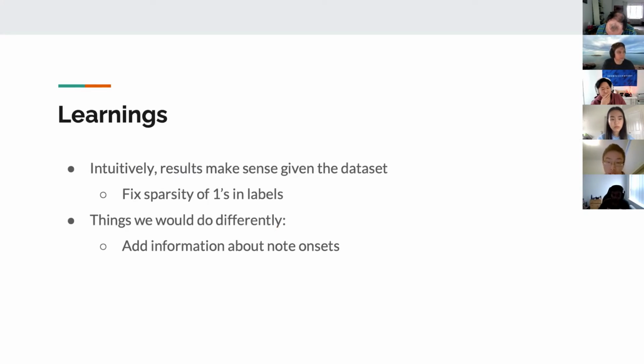Intuitively, yes, our results make sense given the data set. In particular, we saw that the labels, since they're so sparse in ones, which are where the MIDI notes are on, have too many zeros, resulting in our model just predicting all zeros.